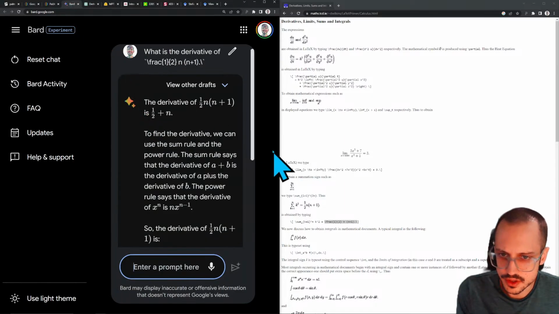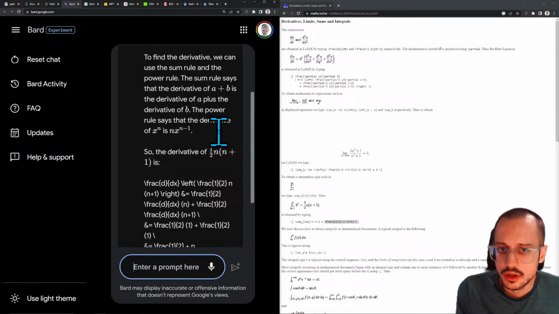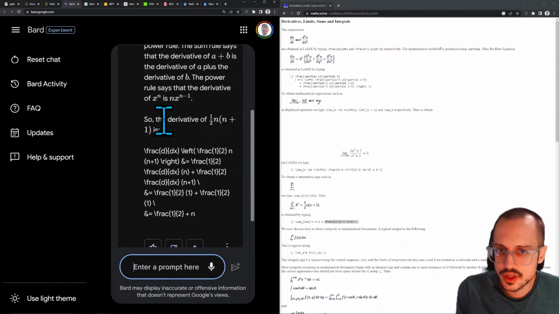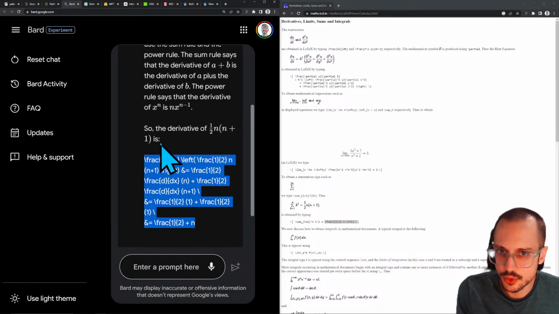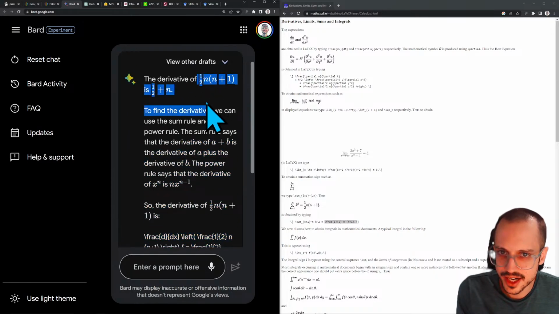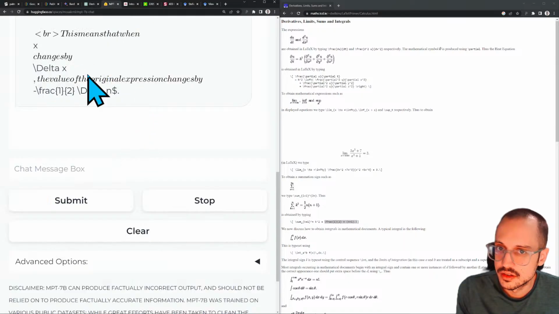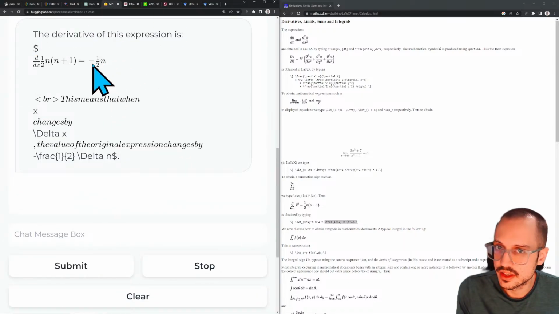Let's see what Bard gives you. Bard gives you, so the derivative is this, which is correct. It is 1/2 plus n, but it didn't format it nicely, which is weird because it formatted the top part here. Yeah, it did. Here it is, 1/2 plus n. So n plus 1/2. And this one is wrong, negative 1/2 n.